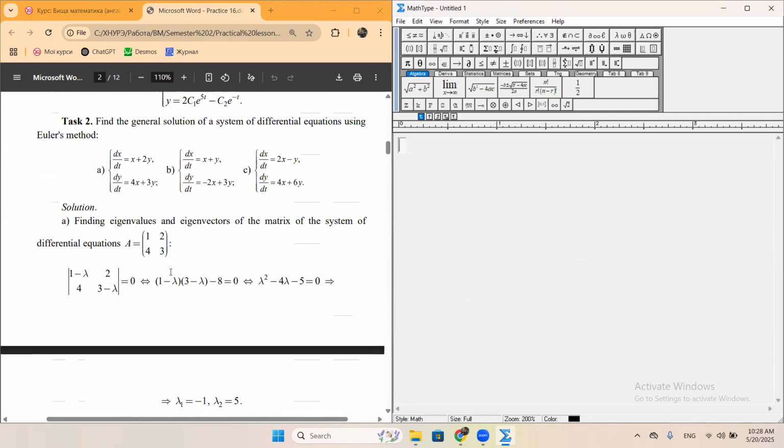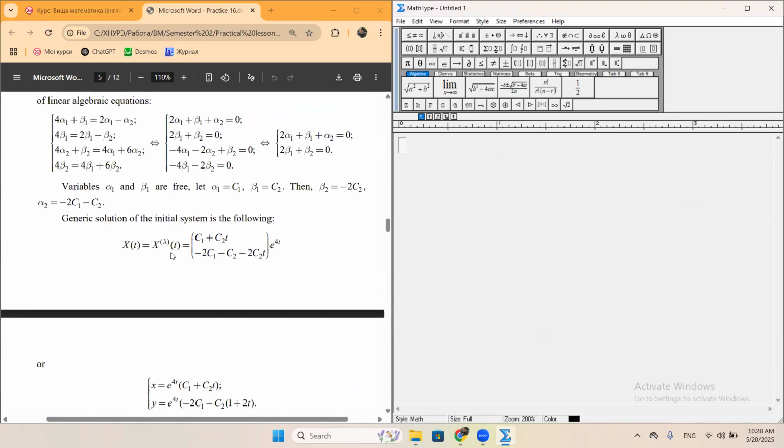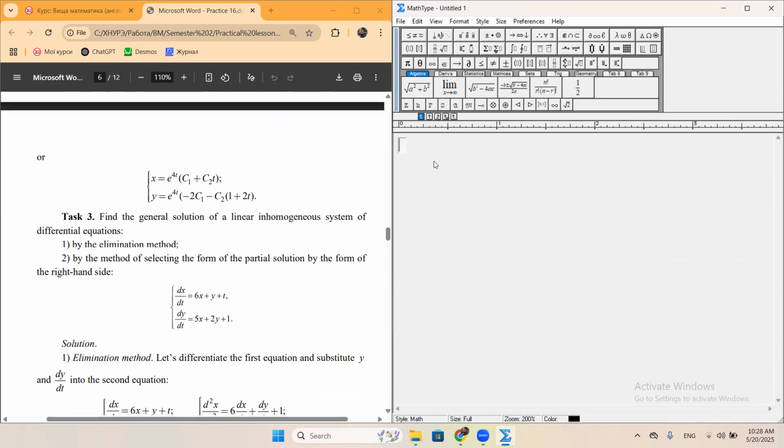So the next task is the following. Task 3: we will have to find the general solution of a linear inhomogeneous system. Before, as you saw, the systems were homogeneous because there was no variable t, but here we have it.